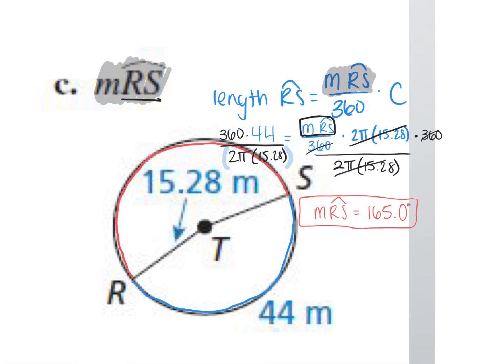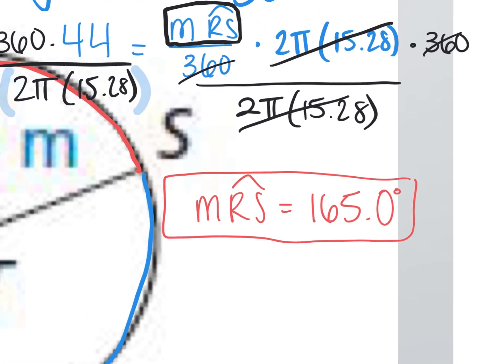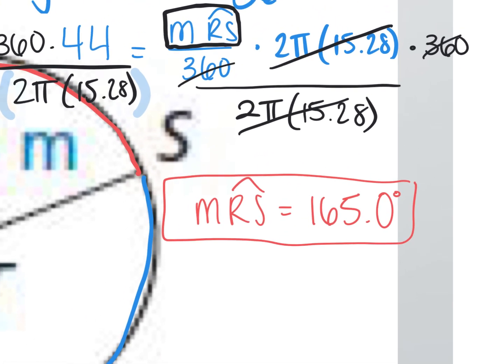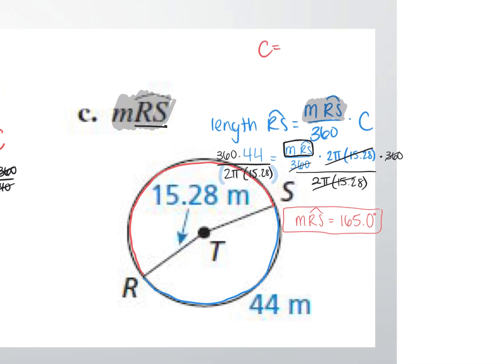Talk to me. What questions do we have? Hannah. How do I remember all of it? It's really only 2 formulas, Hannah, okay? You need to know the circumference formula, which is 2 pi r. And you need to know the arc length formula, which is the measure of the arc over 360 times the circumference. Okay?